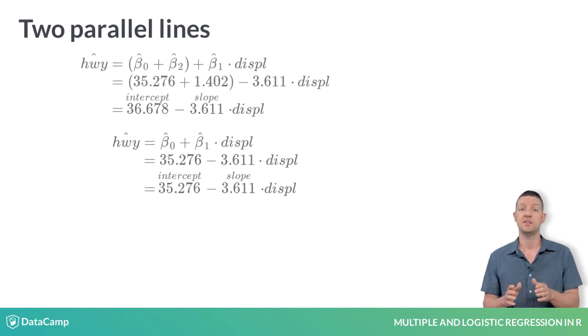Thus, our model consists of two parallel lines, one for newer cars from 2008 and one for older cars from 1999. The two lines are parallel because they have the same slope, but they're not the same line because they have different intercepts. This is why models with one numeric explanatory variable and one categorical explanatory variable are called parallel slopes models. Notice how the geometry was informed by the mathematics.